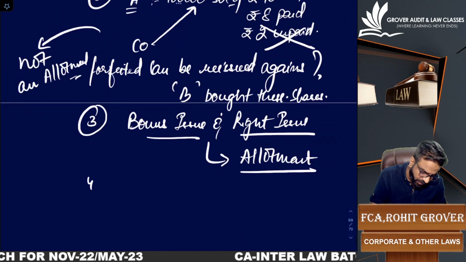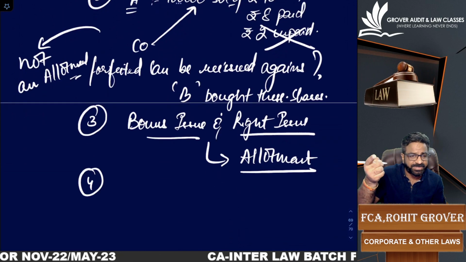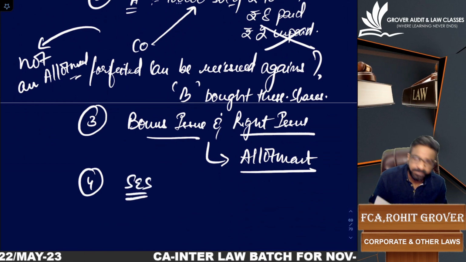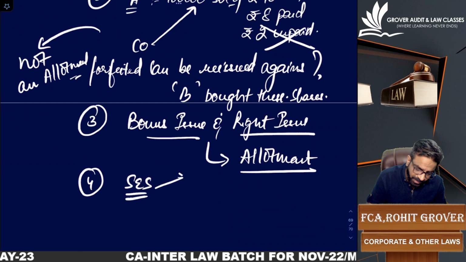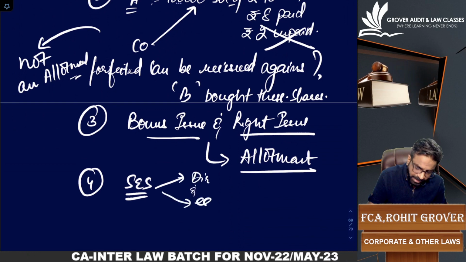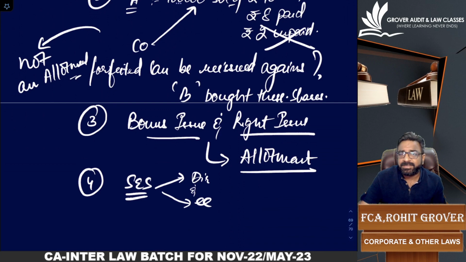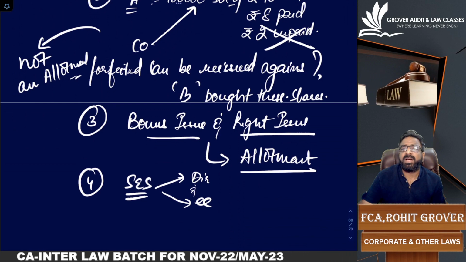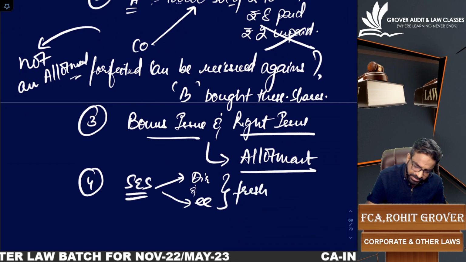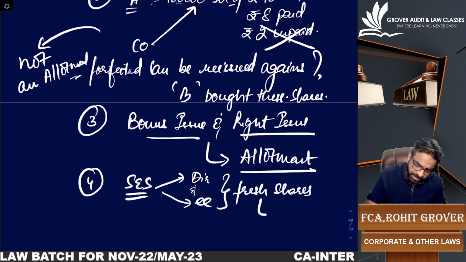Now, question number 4, everyone. Till the time you understand, I'll keep on giving examples. You all know sweat equity shares. Sweat equity shares, generally we offer them to whom? Directors and employees. Is it an allotment of securities? Answer is yes. These are also fresh shares. Therefore, fresh shares means what?